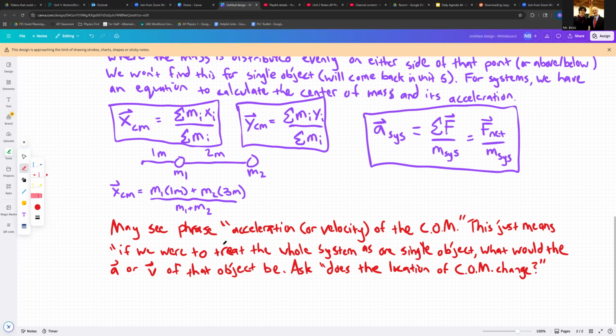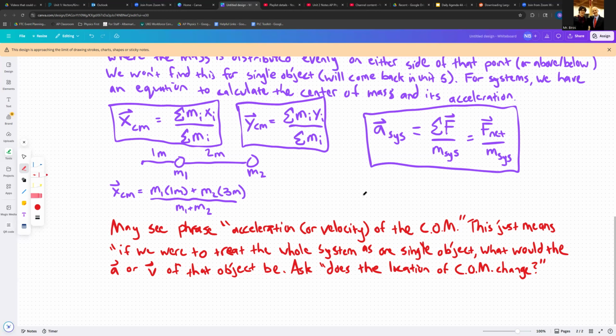And the acceleration of the center of mass of the system is easy to find with the equation for our system, with the net force and the mass. But yeah, we'll talk more about this later on because it's a little harder to fully draw or explain. But if you ever see something in a problem that says find the acceleration or find the velocity of the center of mass, all that means is just treat the whole system as a single object, and what would the acceleration or velocity of that object be?